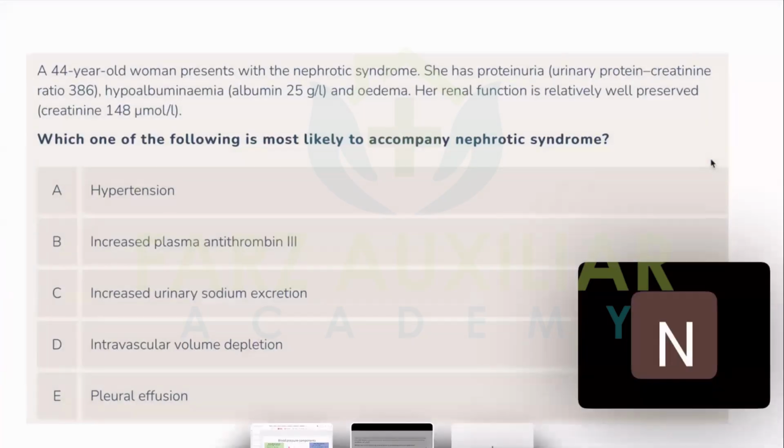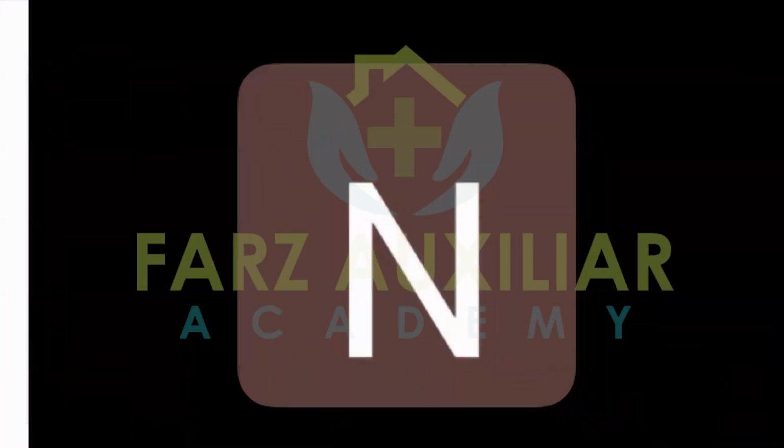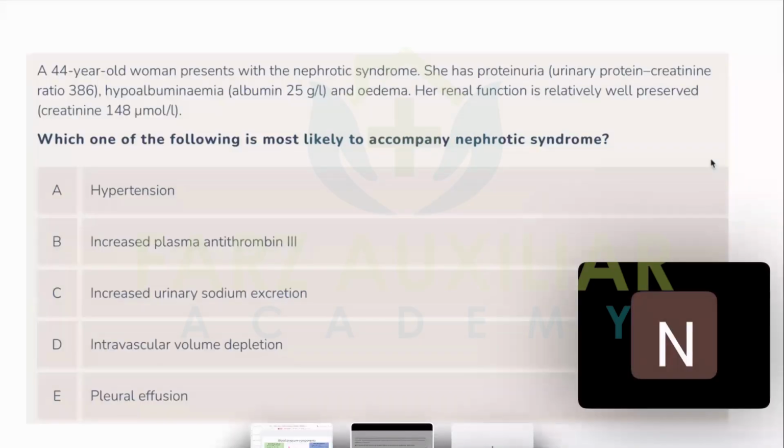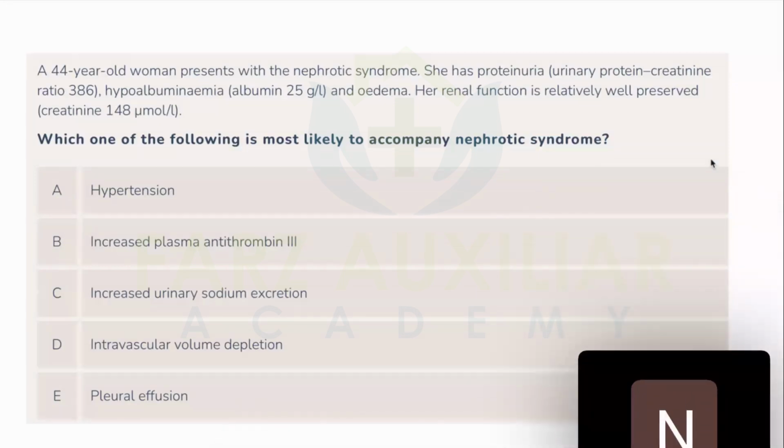B is increased plasma antithrombin 3. E is pleural effusion. A is hypertension. Doctor, they have given the diagnosis nephrotic syndrome. The patient will never have hypertension. Okay, so hypertension is not the cause. Go through the questions properly. I think everybody knows the nephrotic and nephritic difference. There is no hypertension here and there is hypertension there. Don't confuse the simple things. In nephrotic syndrome, hypertension will not be the answer.